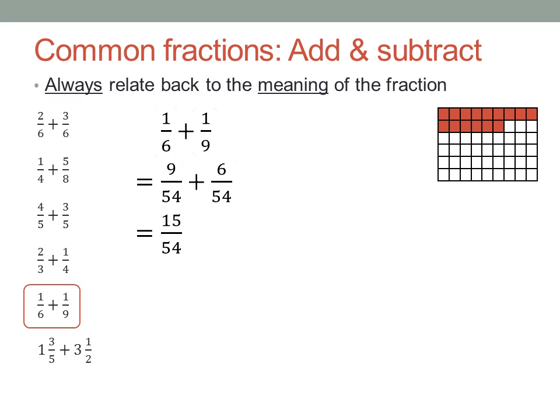But 15 and 54 have a common factor, 3. So this isn't in simplest form. Divide the top and bottom by 3 to get 5/18.